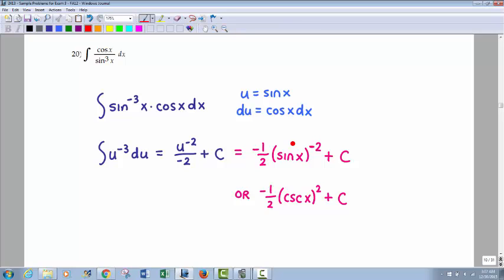That wouldn't bother me. But if you're having to actually pick out an answer, it's possible you might see this, because if you make this 1 over sine squared, and sine squared and cosecant are reciprocal functions, these would be equivalent. 1 over sine squared is exactly the same as cosecant squared.